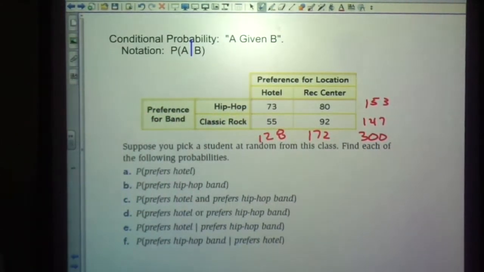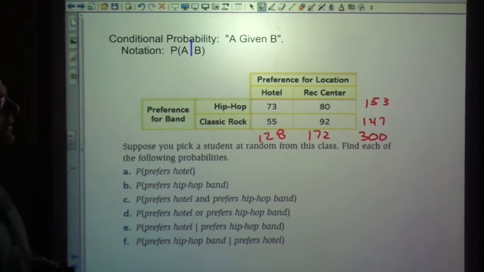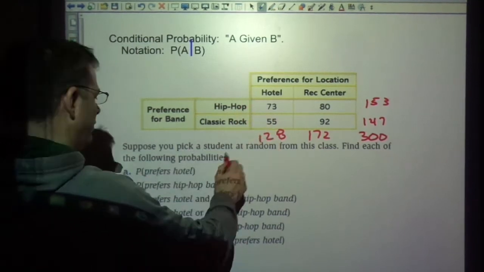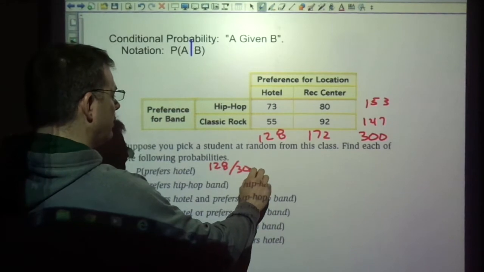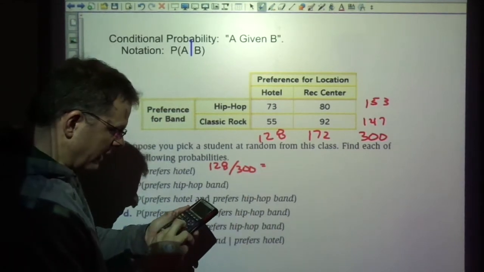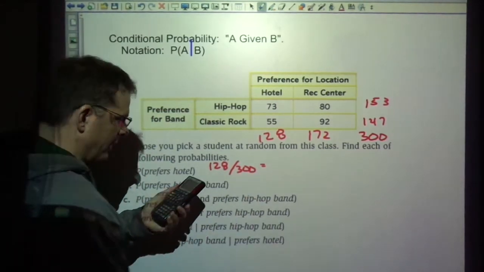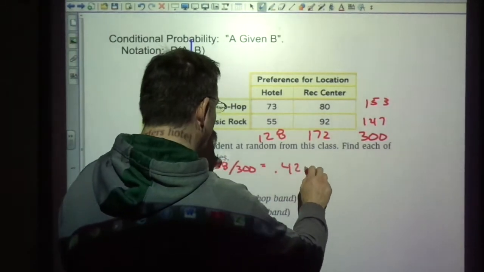Okay, now let's see if we can answer some of these questions. What's the probability that somebody prefers a hotel? It doesn't matter what kind of music you like, just do you want the prom held at the hotel? Well, there were 128 of those people out of the total 300. So our answer here is 128 divided by 300, and that is 0.4266.